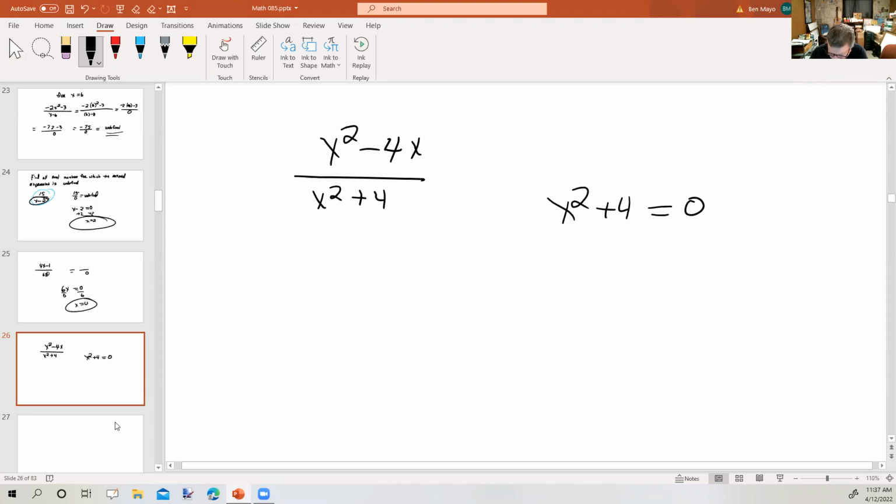Never. Really? What if x is positive? What's a positive number squared? Positive times positive is positive, right? Yes. What's positive plus 4? Is it 0? No.